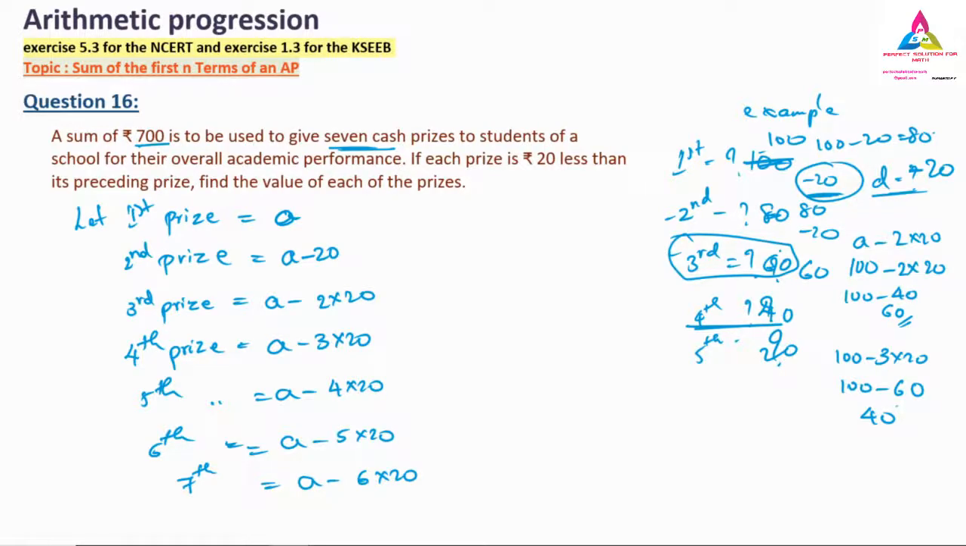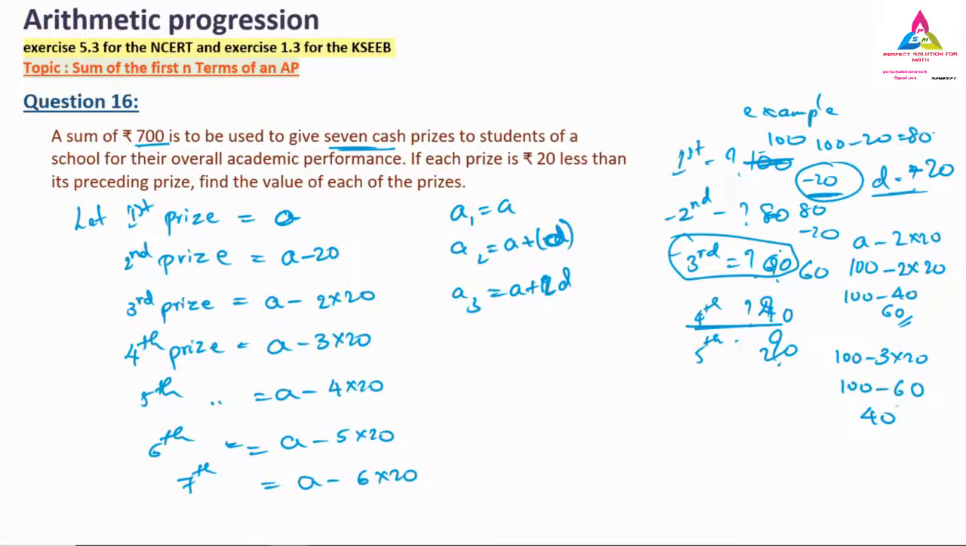Understood? This is the concept. So here the first prize I have not mentioned, so we have taken it as A. Second prize will be 20 less than the previous, that is the first prize, A minus 20. Third prize will be A minus 2 times 20. It is similar to the equation A1 is equal to A, A2 is equal to A plus D. Here the D value is negative, so like this way also you can do. Because of this negative 20 we have, we can write A plus D also. Then A3 is equal to A plus 2D.